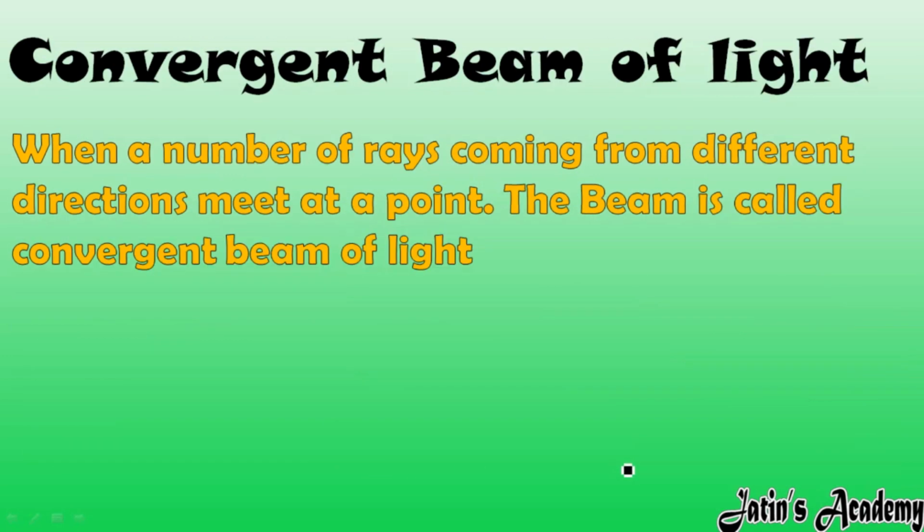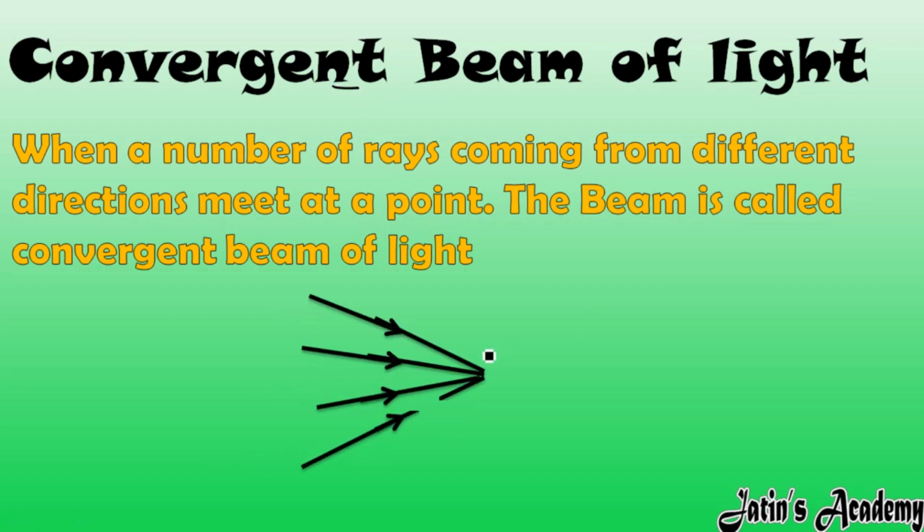And third, we have the convergent beam of light. Convergent means to meet at one point. Whenever many light rays are there, and they meet at one point, this collection of light rays is known as a convergent beam of light. Meaning from different sources light rays are coming and meeting at one point. This is known as a convergent beam of light.